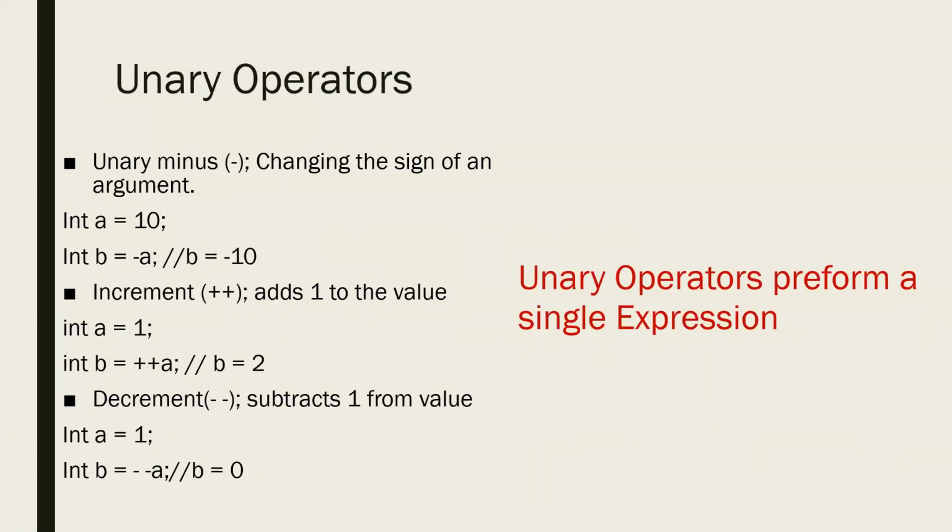First, unary operators perform a single expression. The first unary operator is the unary minus. All this does is change the sign of an argument. For example, if a equals 10 and b equals the unary minus of a, then b equals negative 10.